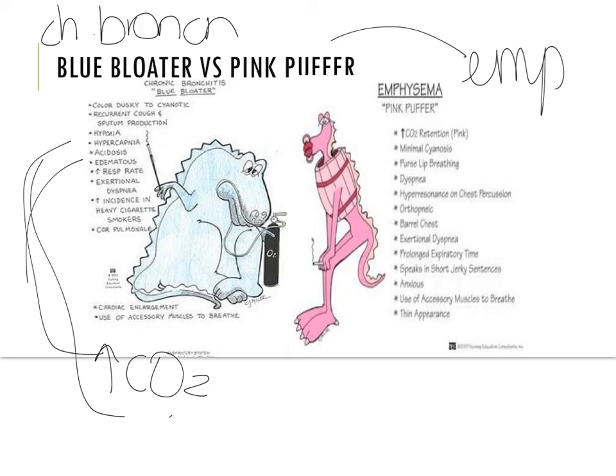Acidosis is a pH less than 7.35. Increased respiratory rate, which would be tachypnea. They have exertional dyspnea, and they can have cor pulmonale, which we will talk about in class.